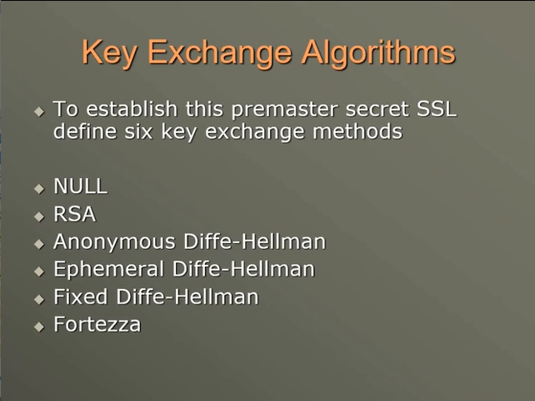Null means there is no key exchange in this method and no pre-master secret is established between the client and server. So both the client and server need to know the value of the pre-master secret beforehand, before starting the communication. Then comes RSA, where in this method the pre-master secret is a 48-byte random number, created by the client and encrypted with the server's RSA public key and sent to the server. After receiving it, the server can decrypt it by using its own private key and use it.